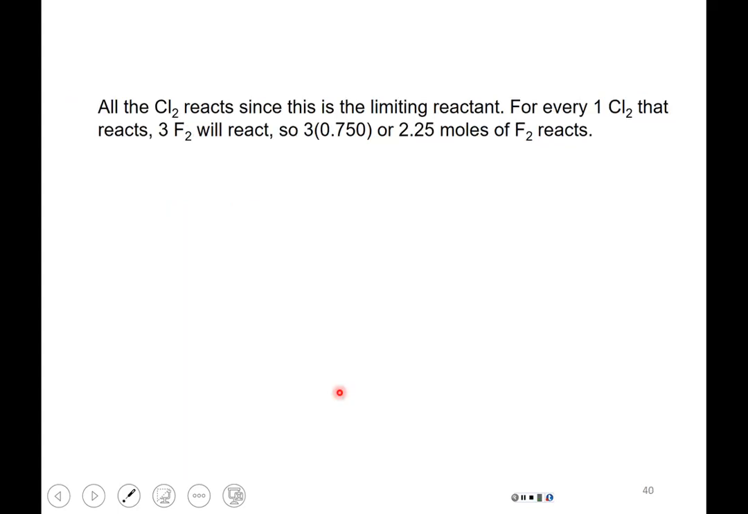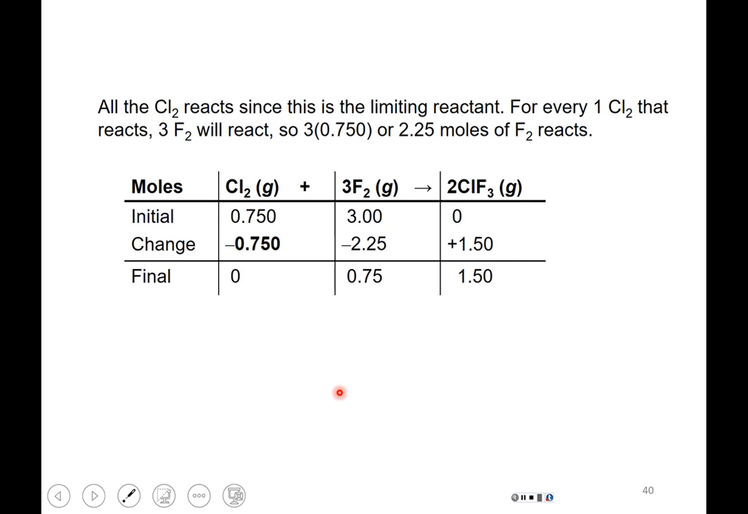Okay. So you can also write these, what I think some people call these ICE tables. You have initial value, change value, and a final value, right? And so if we look at these, the initial for the limiting reactant and the change, right? So we had 0.75 moles Cl2. The change, all of that's going to be used because it's the limiting reactant, and the final value is going to be 0 moles.